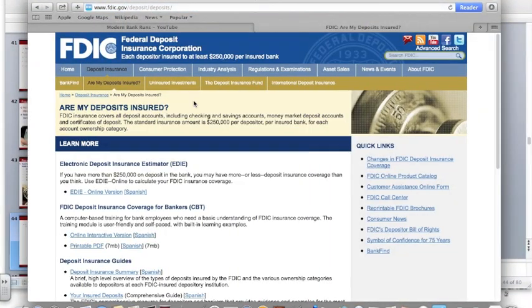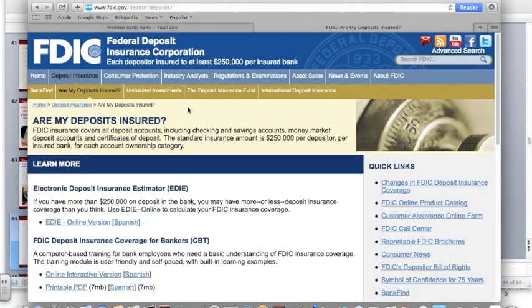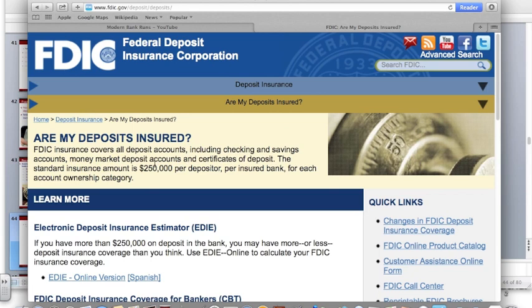Which does. And that's a part of the federal government. So it's worth noting here that the Federal Deposit Insurance Corporation covers deposit accounts, that's checking and savings accounts, money market accounts, and CDs up to $250,000 per depositor.